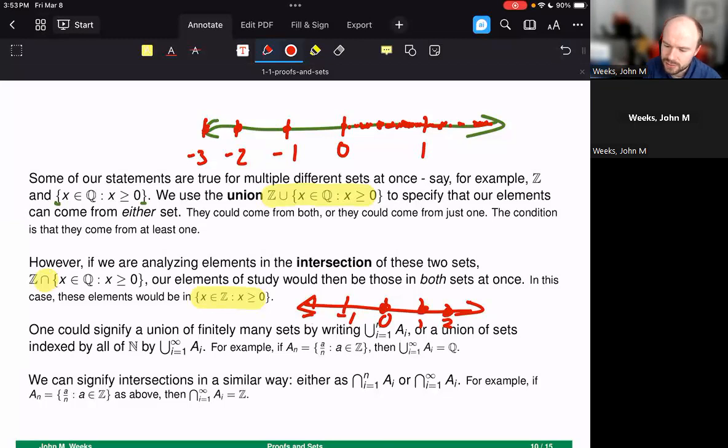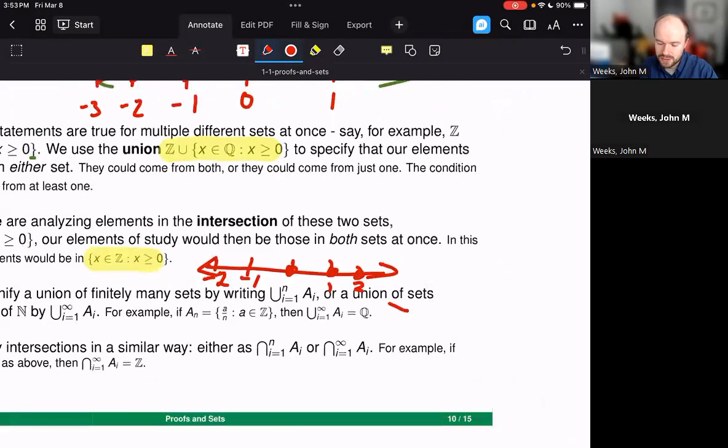Notice that I can also take the union of more than one set. I could write the union of finitely many sets in this way. I could say the union as i goes from 1 to n of A sub i. Another way that I could write this out if I wanted to is to say that this is A1 union A2 union ... union An. This is the union of n sets all put together. Here, A1, A2, all the way up to An.